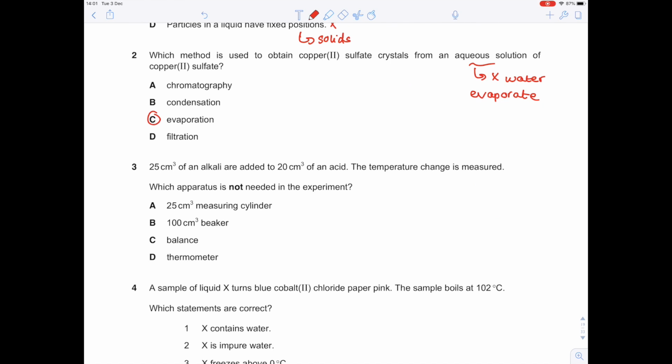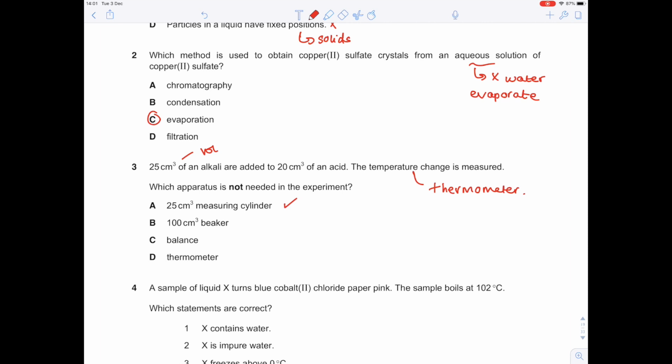25 centimetres cubed of an alkali are added to 20 centimetres cubed of an acid. The temperature change is measured. Which apparatus is not needed in the experiment? So we've mentioned volumes here. We know we're after temperature, so we'll need a thermometer. So looking down at the list of equipment, what don't we need? Well, we definitely need the measuring cylinder.